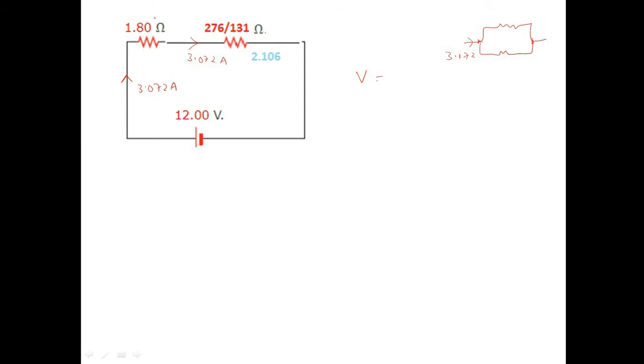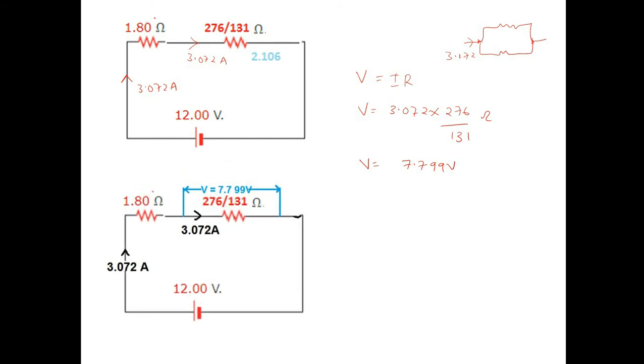By Ohm's law, V equals IR. The voltage we have to find, the current through it is 3.072 amperes and the resistance is 276/131 ohms. If you put that in a calculator, we get 7.799 volts.